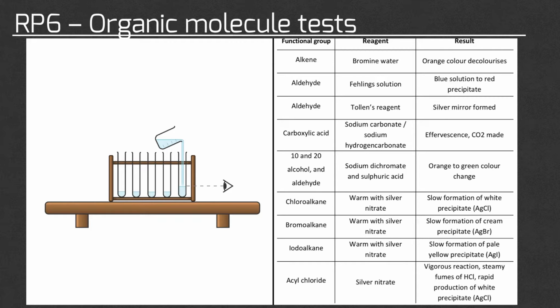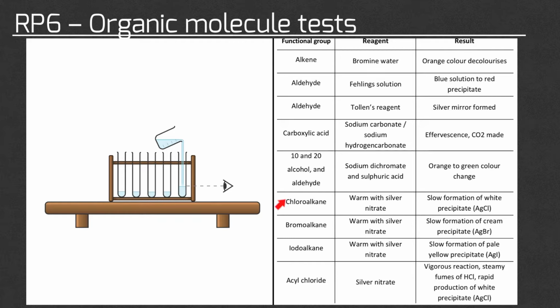For primary and secondary alcohols, or to further test for aldehydes, we can oxidize them. So we could add acidified sodium dichromate or acidified potassium dichromate, either reagent would work. You can tell if the dichromate has been reduced by observing the orange colour changing to green. Both primary and secondary alcohols can be oxidized. Aldehydes can be oxidized, so this test would work for any of these three functional groups.